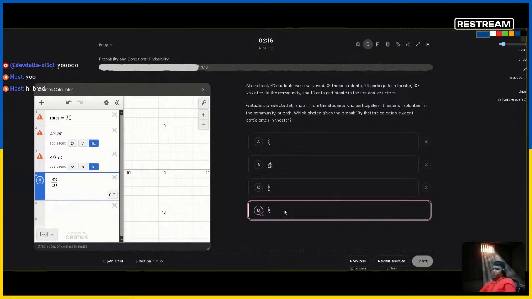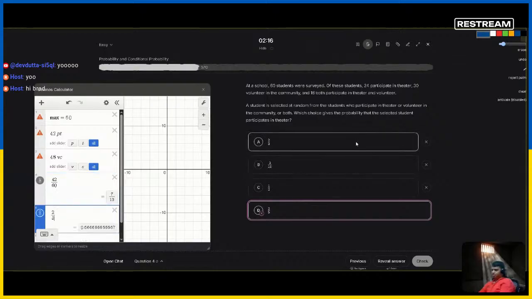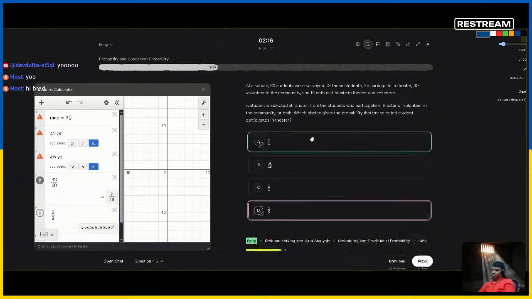42 divided by 60 is 0.7, which is 7 tenths. But none of these are 7 tenths. Or are they? Ooh, that's very near 7 tenths. That's nowhere near 7 tenths. That's more than 7. No, that's less. So it has to be 2/3, right? Because 2/3 gives us almost 7 tenths. So it has to be. Oh, it is 2/3.